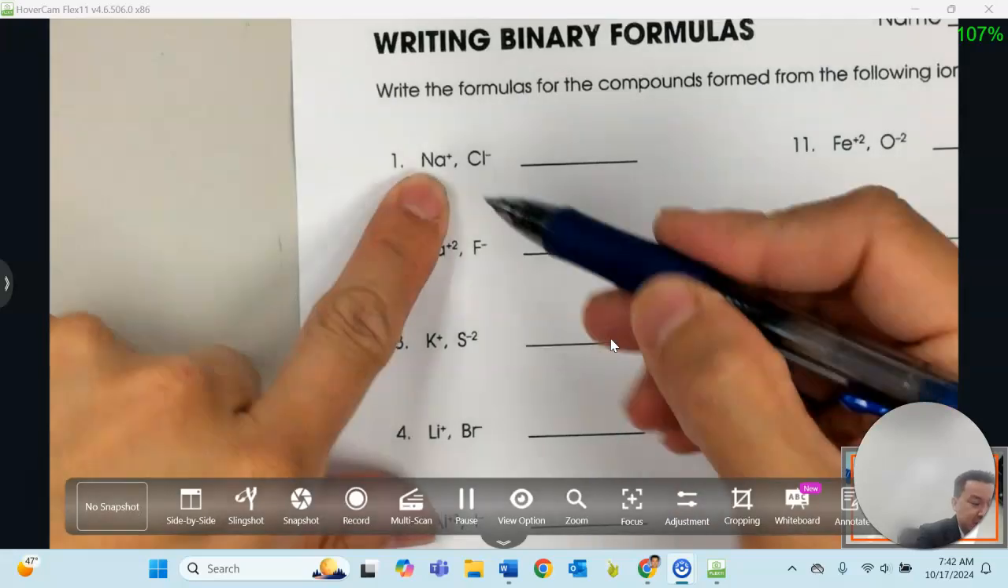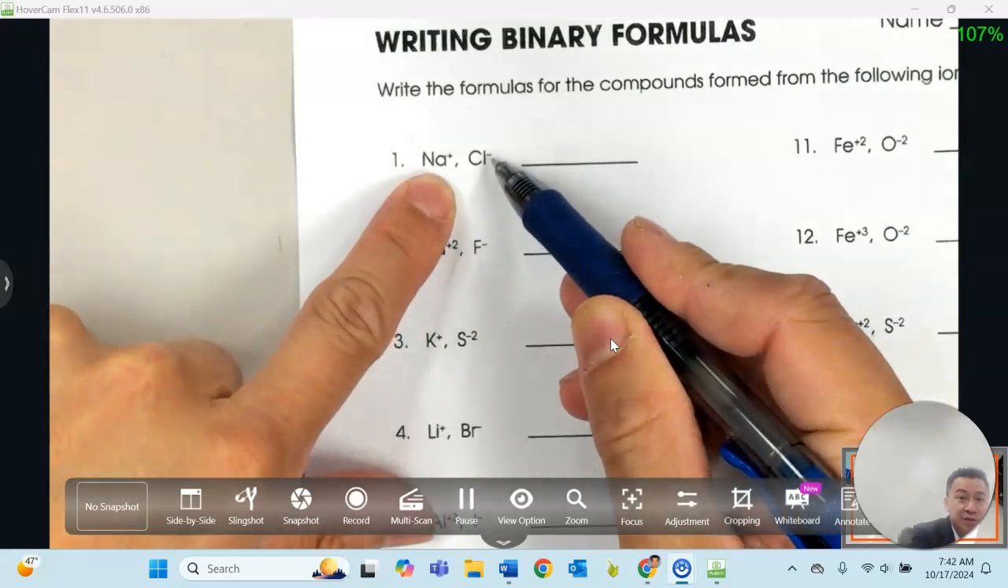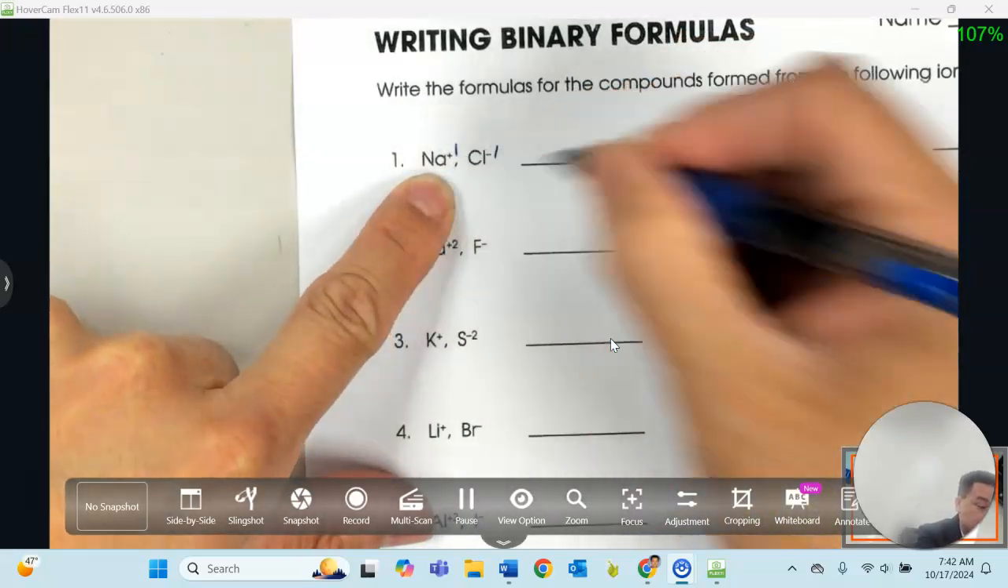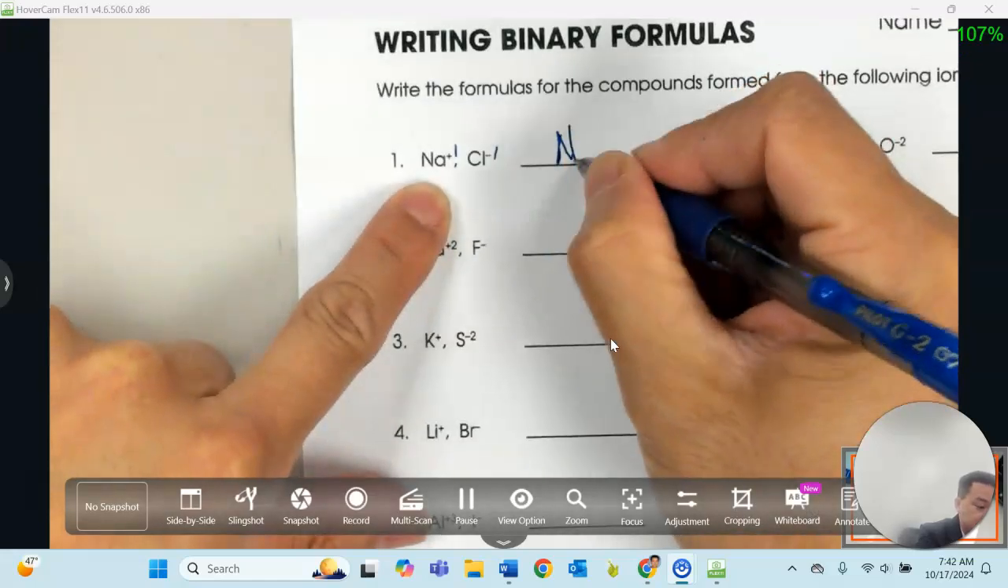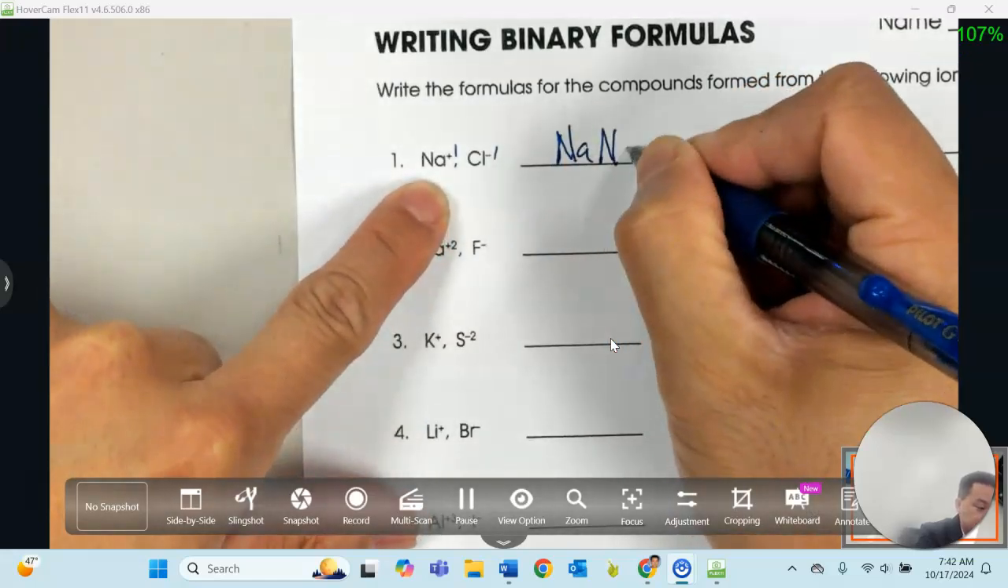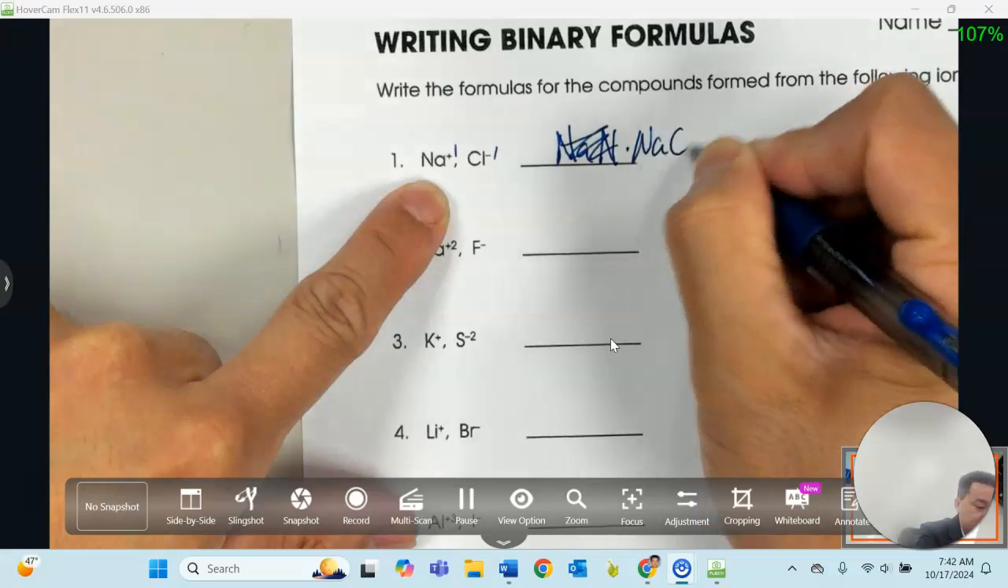Okay? So you check this out. Plus 1 and minus 1. Do they cancel each other out? Yes. Plus 1 and minus 1 equals 0. So then the formula is just 1 Na and 1 Cl. Oops, sorry. 1 Na and 1 Cl. Like that.